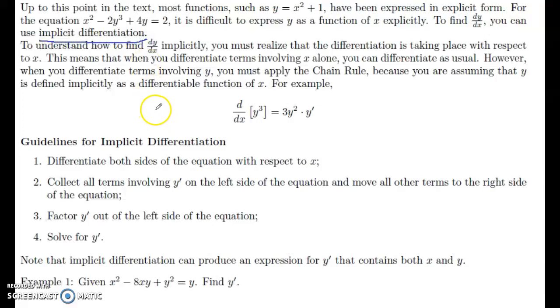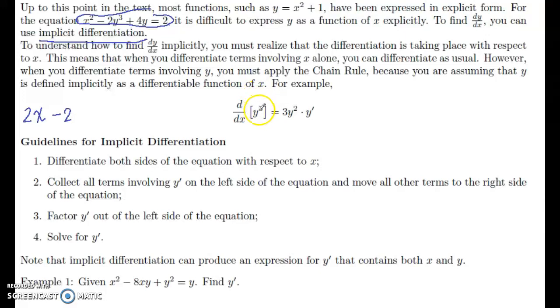Well, how would it work? When we take the derivative, we just do it term by term. For example, the derivative of x squared, we just do it normally. It's 2x minus 2 times the derivative of y cubed. And that's where the implicit differentiation comes in.